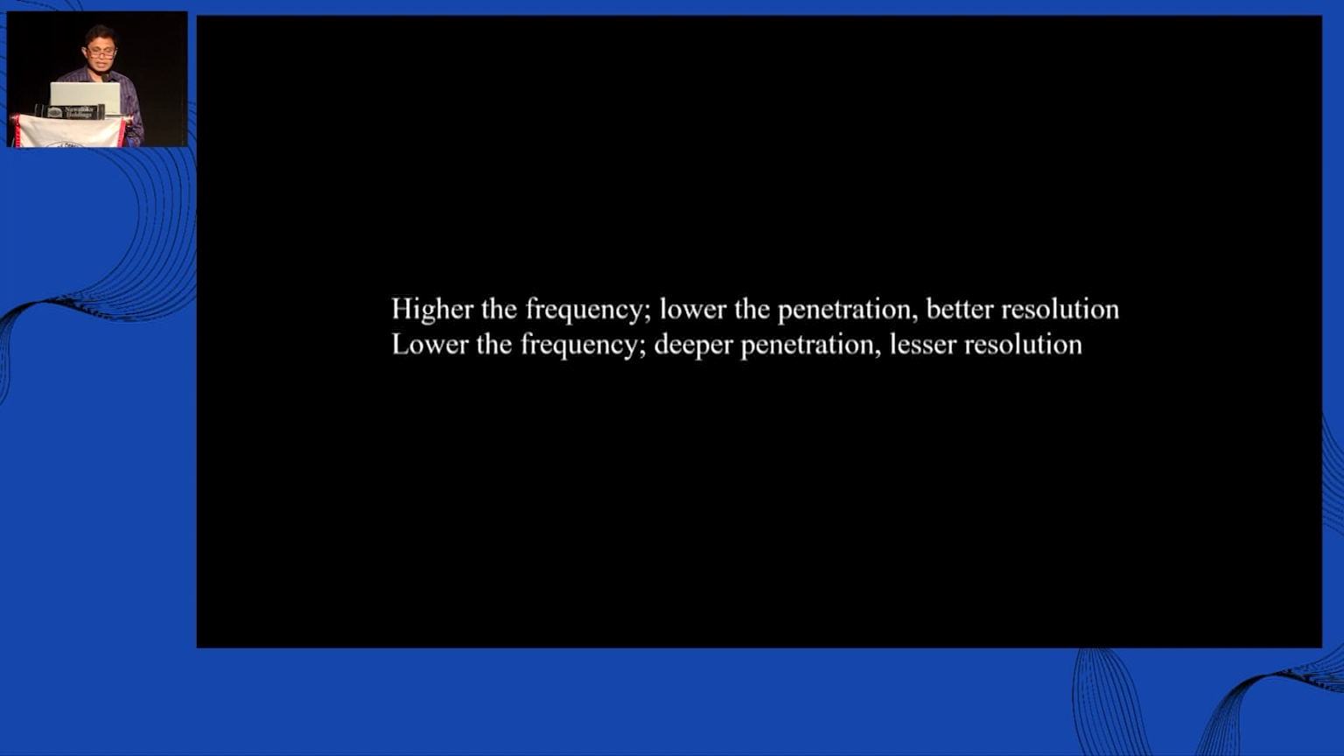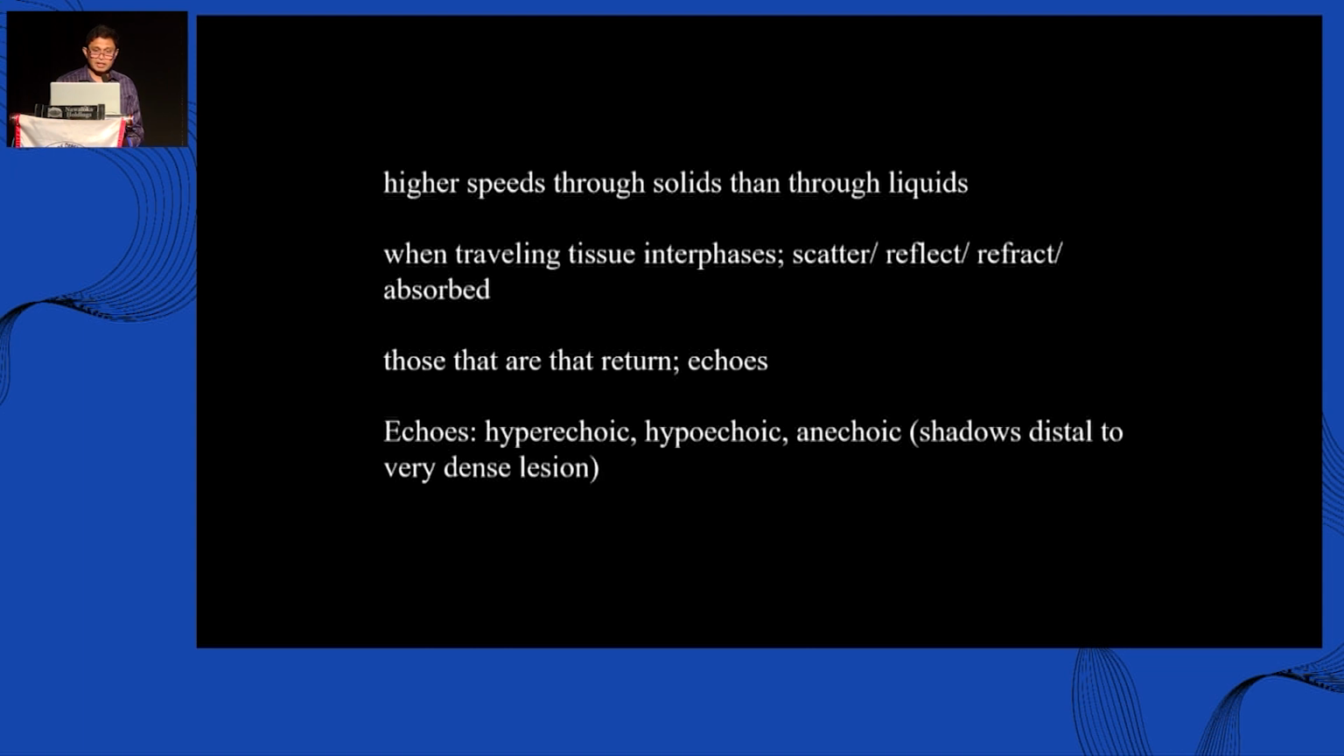The higher the frequency, just as in light, the lower the penetration. It will be scattered, but you get a better resolution. But if you want to see the deeper tissues, like in the orbit, you might have to reduce the frequency, and then you can see the orbital tissues better. And of course, we know the speed of sound is higher in solids than in liquids, and the interfaces will scatter, reflect, and refract as in light, and then you can count all that. The echoes will be classified as hypoechoic or anechoic, just like when you have calcium.